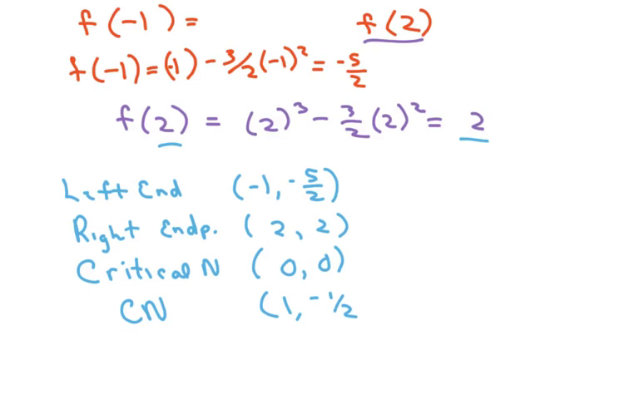So to get your minimum and maximum, you're looking at your y values. My smallest number is negative 5/2 or negative 2.5. So that's your minimum. And your largest y value is at your right endpoint. So that's going to be your maximum. And these are just other critical numbers there.